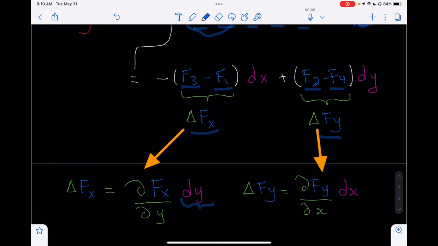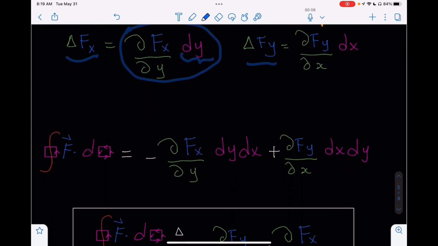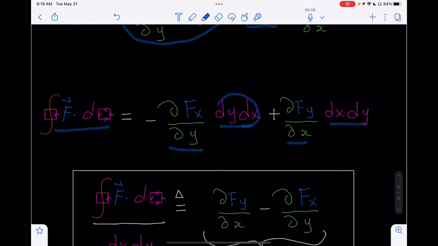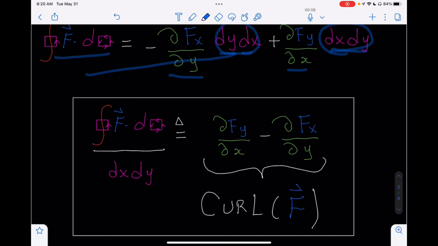So this is how you calculate the delta Fx, and in a similar way, this is how you calculate the delta Fy, and you substitute this back into this equation right up here, and you end up with the circulation in the small dx dy area as the rate of change with respect to y times dy dx, and the rate of change in the x direction times, again, dx dy as well. And if you want, you can regroup this and move this to the left and divide by dx dy, and you end up with this right here.